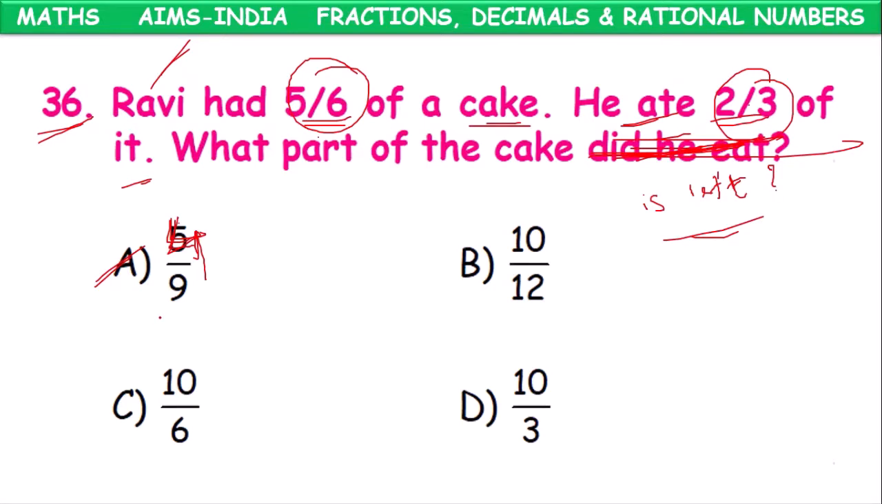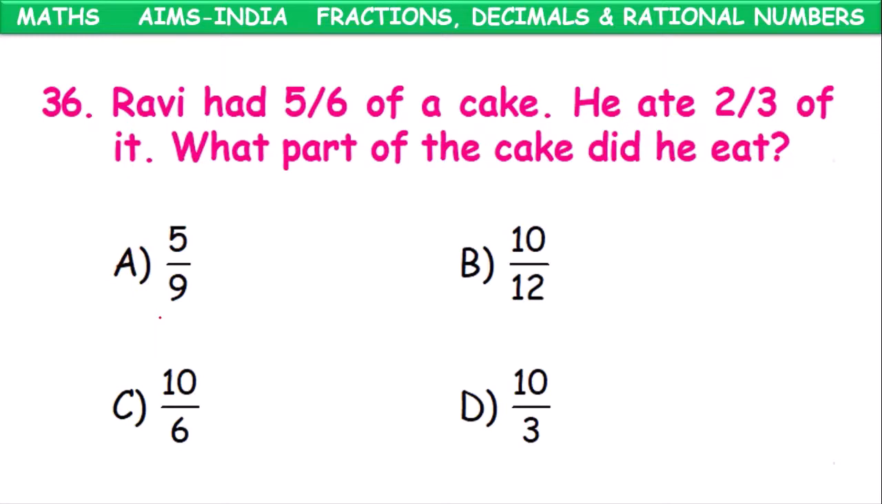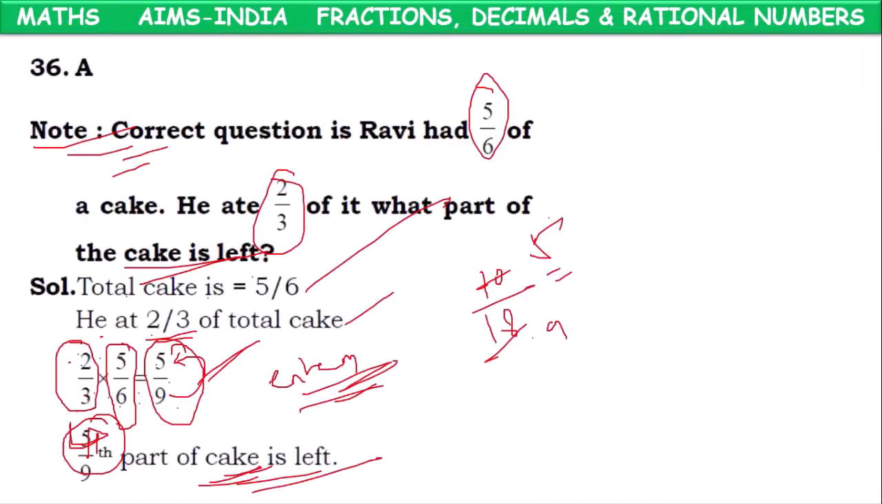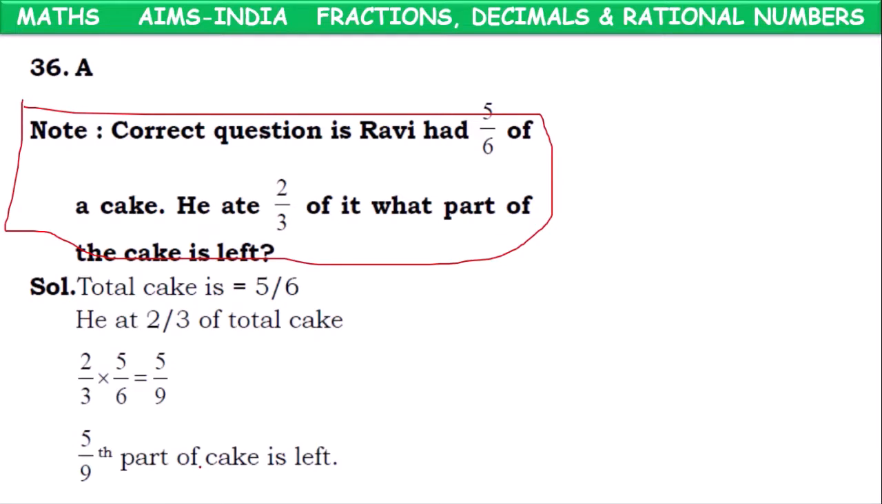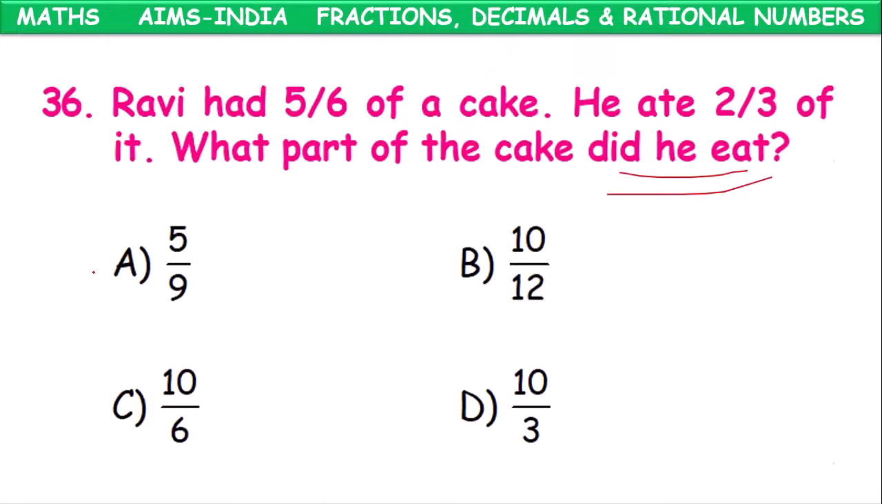Or, if you don't make the correction and the question stays as it is, then how much cake he ate is 5 by 9th part of the cake. At that time, 5 by 9 will be the correct option. If you find out how much cake is left, then 4 by 9 is the correct answer.